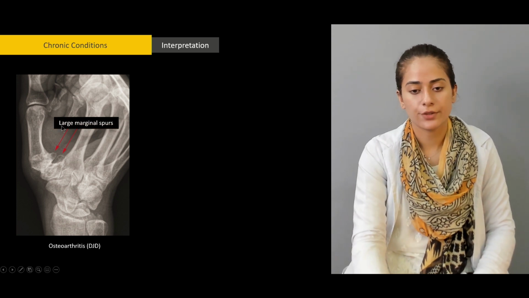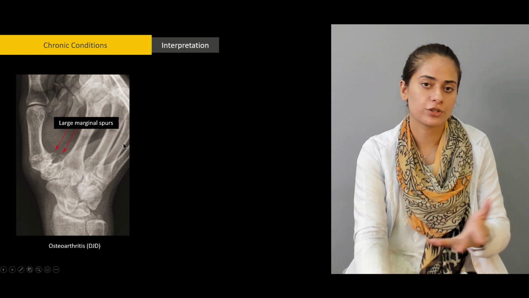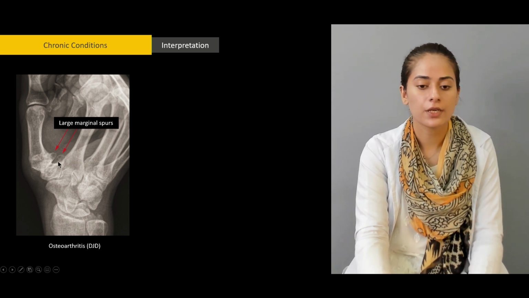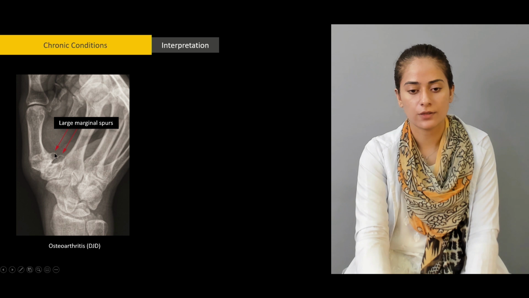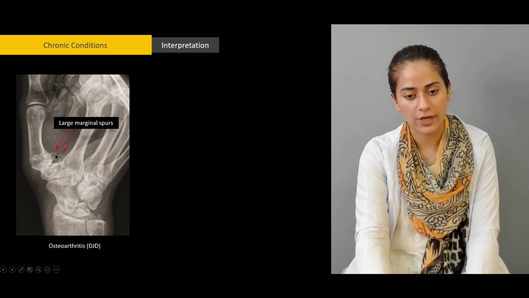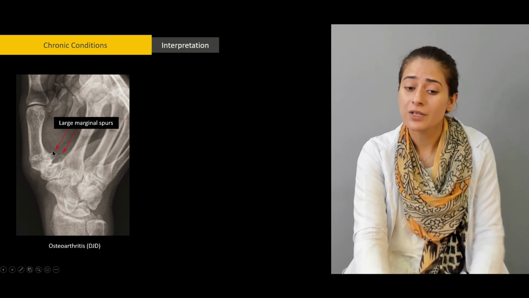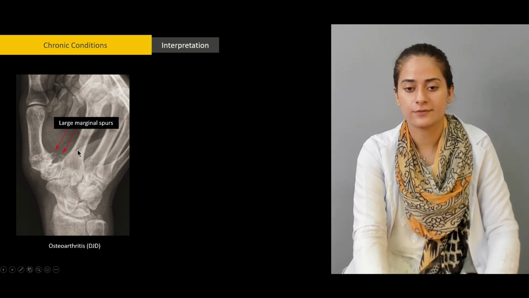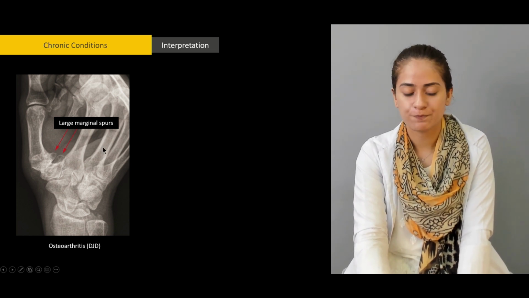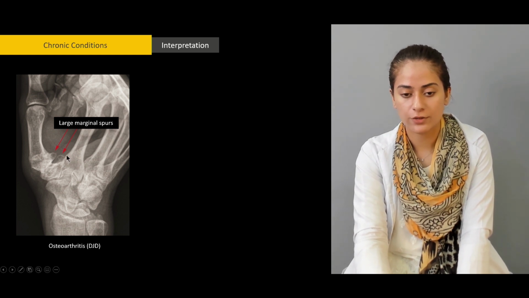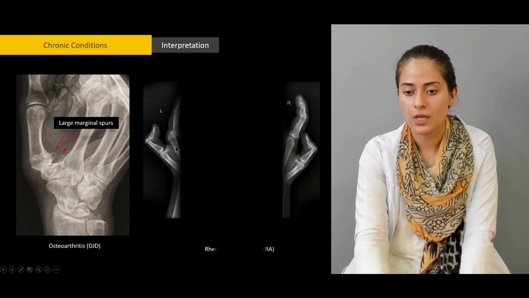Like I said, there are large marginal spurs, or you can call them osteophytes. These are close to the joint surface, right next to the joint here. These are the joint surfaces making the first carpometacarpal joint here. So this is involved. These are the osteophytes close to this joint.